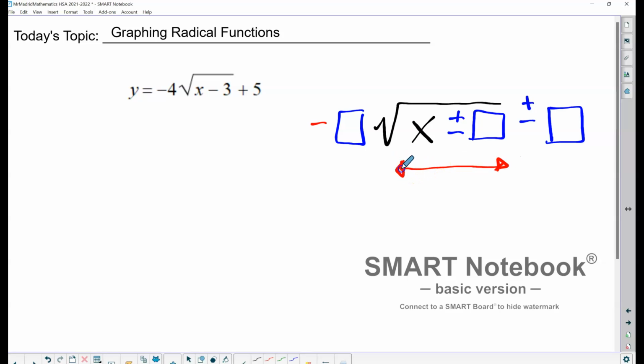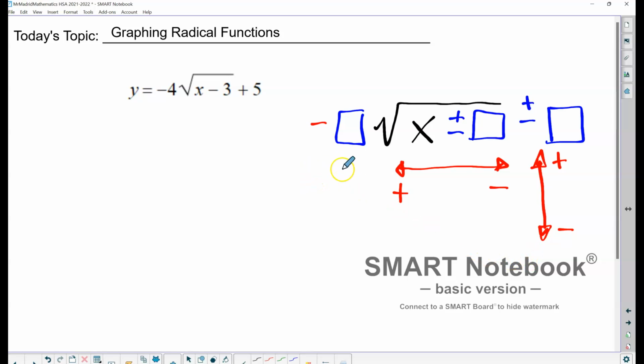Just like we discussed in class, when we've got a plus or minus value inside the radical, we've got a horizontal shift. It goes left if you've got a plus something. It goes right if you've got a minus something, okay? When you've got a value being added or subtracted outside of the radical, typically in the back, but it could be in the front, you're going to have a vertical shift. Plus goes up, negative or minus goes down, okay?